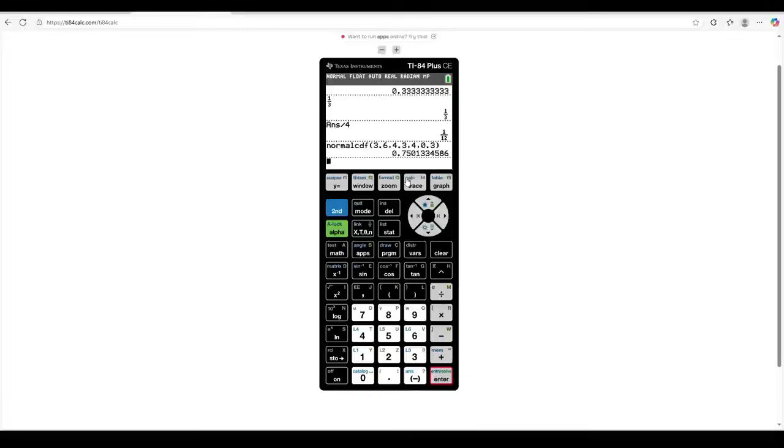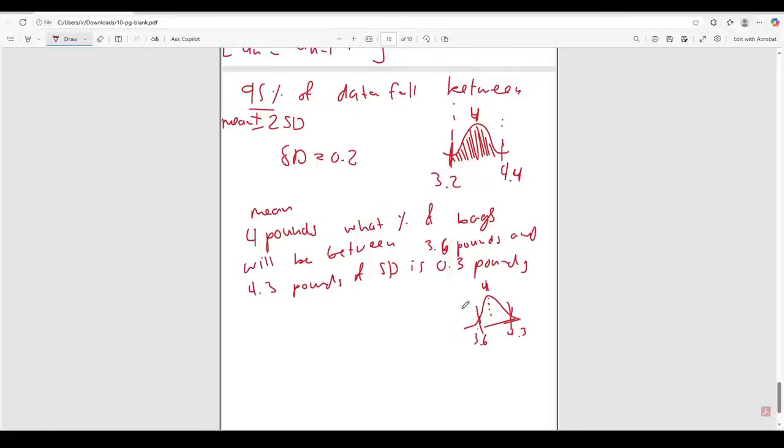This number is the percent chance of something being in that range, okay? So it's not actually 0.75%. If you multiply this by 100, it's going to be 75.01%. So 75.01% of bags are going to be found in this range, okay? So that's how you find the percent, or the probability of something being within a specific range. You use the normal CDF function, okay?